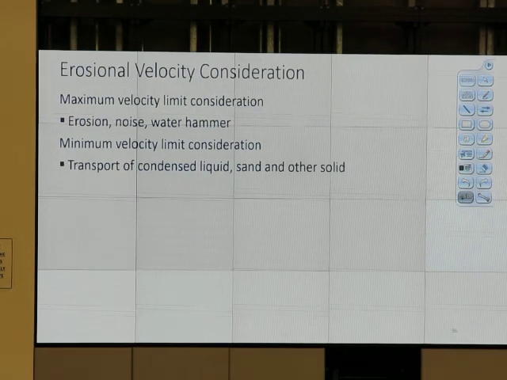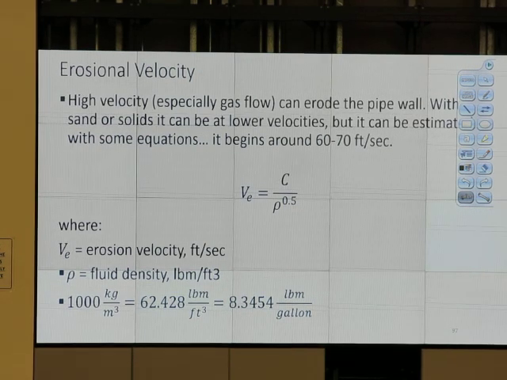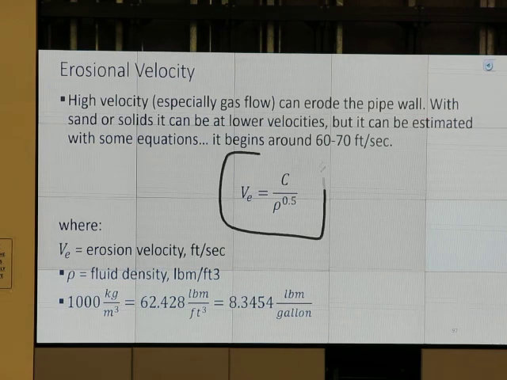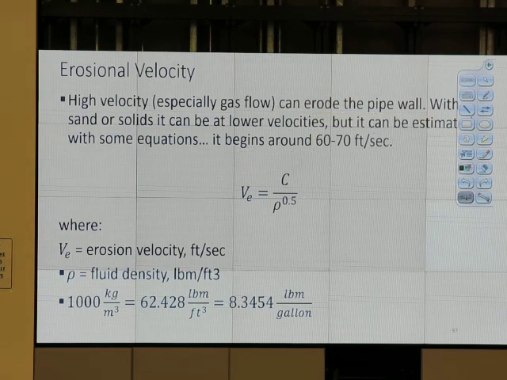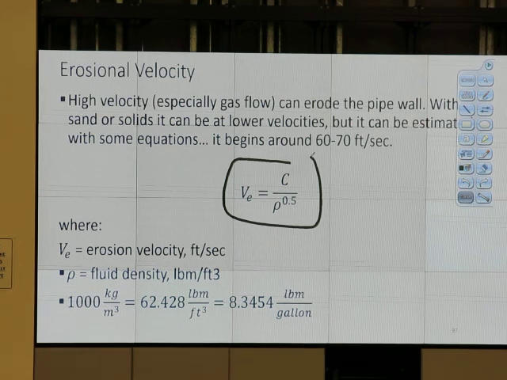Okay, we need to limit the maximum velocity and minimum velocity to a certain value. The calculation is this formula: V_e equals C over square root of rho. High velocity, especially gas flow, can erode the pipe. It is noisy. So the typical value is 60 to 70, and the precise value we can calculate from this.